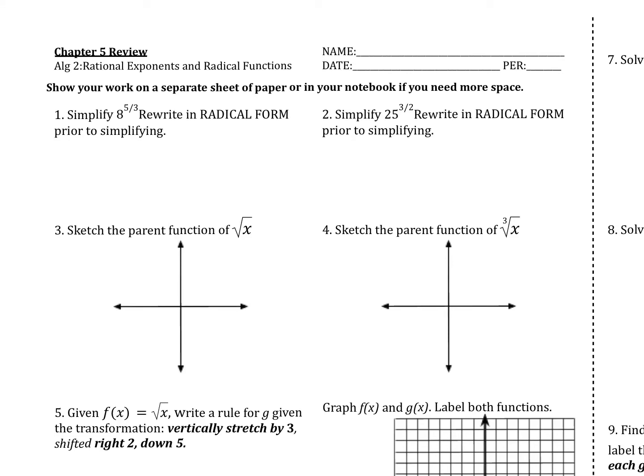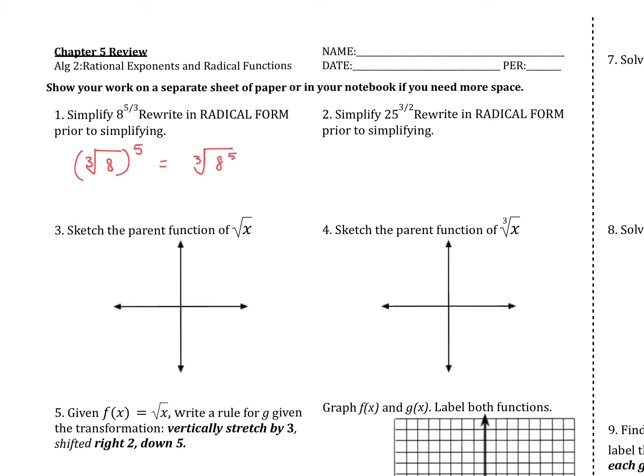Chapter 5 Review. Question number 1. Simplify 8 to the power 5 over 3. Rewrite this in a radical form. So this is in an exponent form where it's a cube root. If it is a cube root, you're going to write this as 3 inside the cap, and this is 8 to the power 5. You can also write this one as cube root 8 to the power 5.